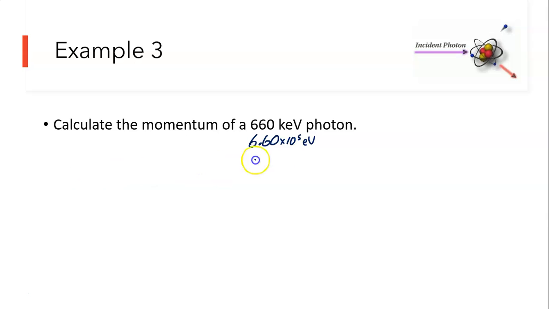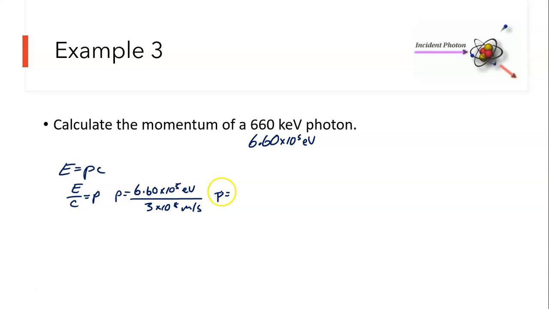well, we've been given an energy. E is equal to PC, or E over C is equal to the momentum. That energy is 6.60 times 10 to the 5 electron volts over 3 times 10 to the 8 meters per second. That gets you a momentum of 2.2 times 10 to the negative 3 electron volt seconds per meter.